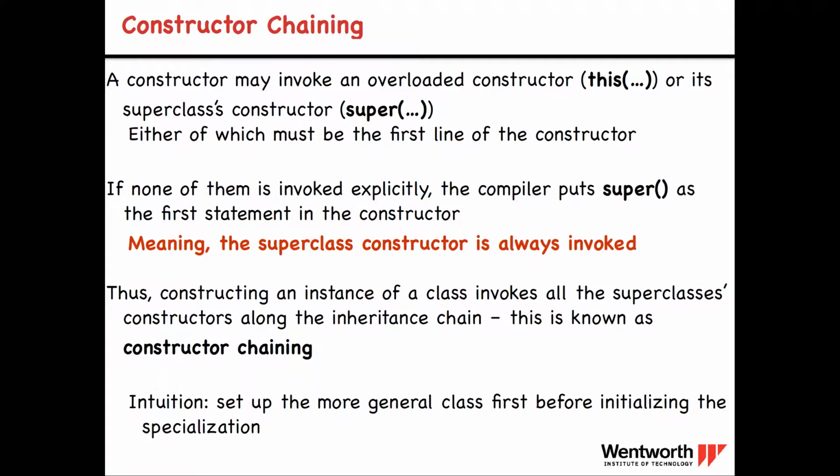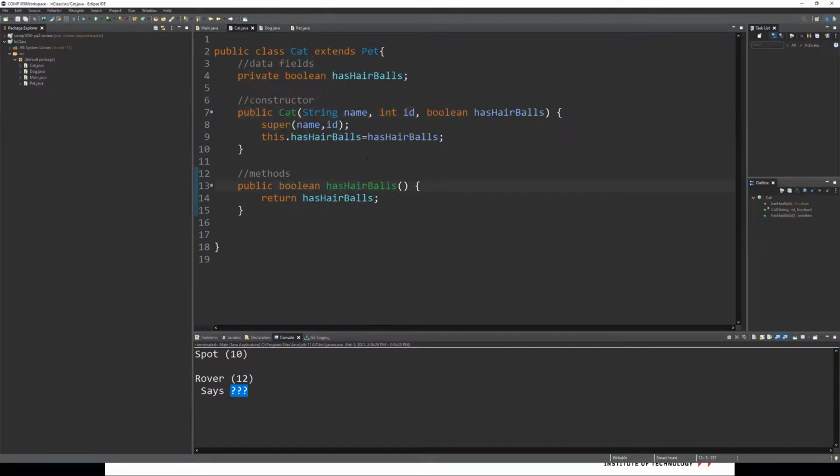So in our code, in cat, pet gets set up first. That's what this call is doing. It's setting up the pet constructor. Pet gets set up first, and then the rest of cat gets set up. So we're setting up the general, and then later we'll set up the specific. That's what you can think of in terms of what's physically happening, or the intuition of what is happening.